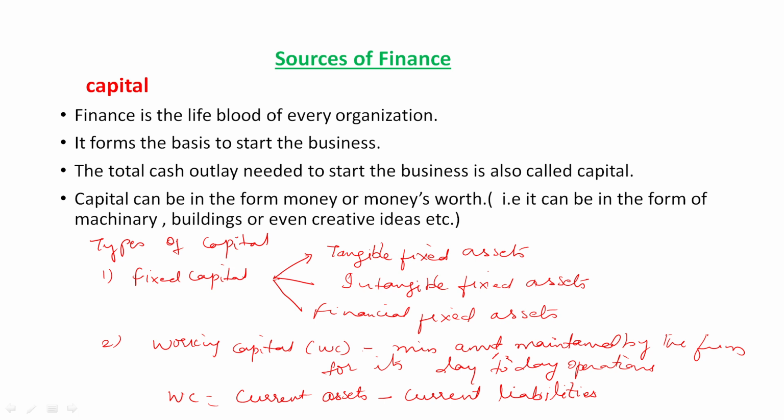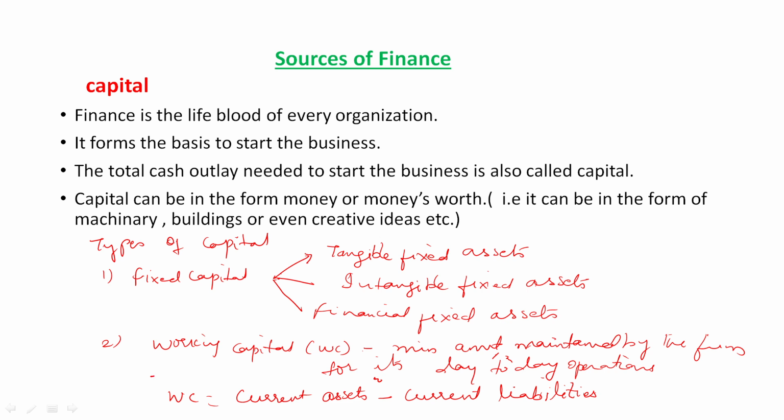Intangible assets are those assets which don't have any physical form and shape, but still have certain value and worth for the company. For example, trademarks, copyrights, goodwill or a reputation held by the company as such. Financial fixed assets are nothing but your long-term financial investments made by the company.